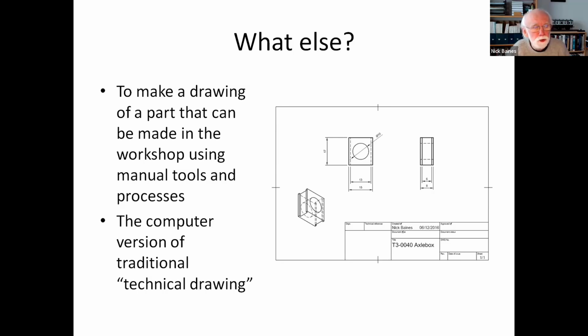For example, you can produce drawings which look very much like the drawings that a previous generation of draftsmen produced using pencils on drawing boards and T-squares and all the rest of it. And if you want to make drawings of parts, which you can then take into the workshop and make using manual methods, it's perfectly fine. It's perfectly doable. I've done that myself. Not for every part, not on every occasion.